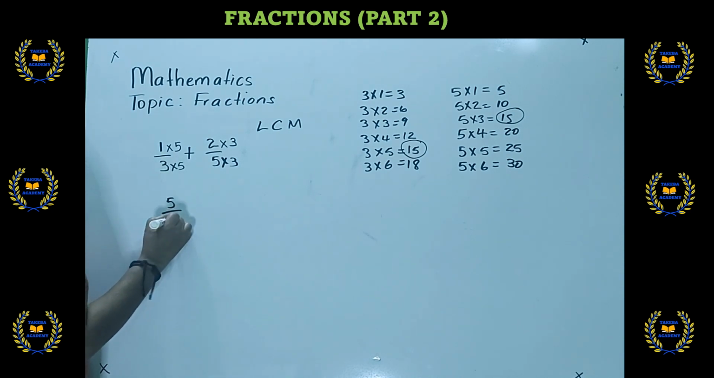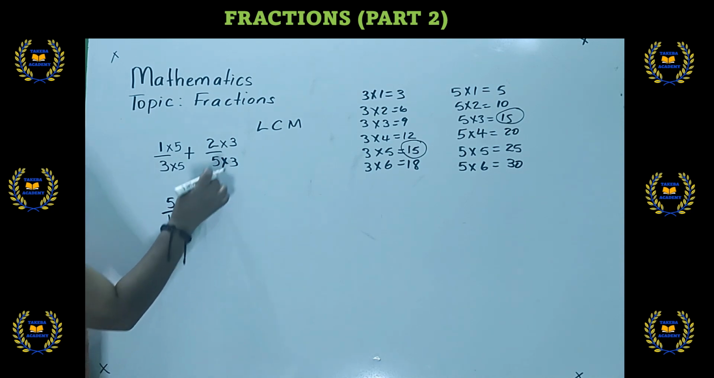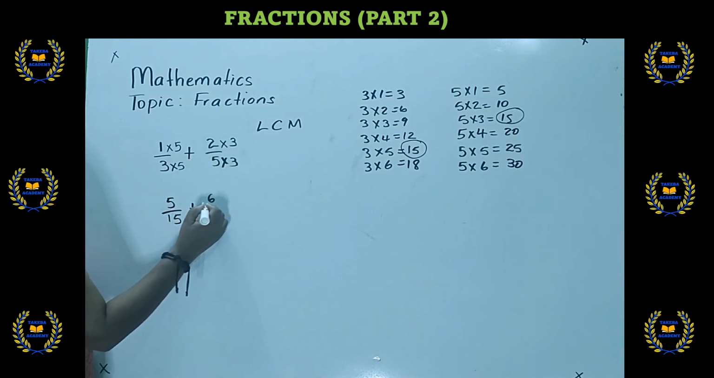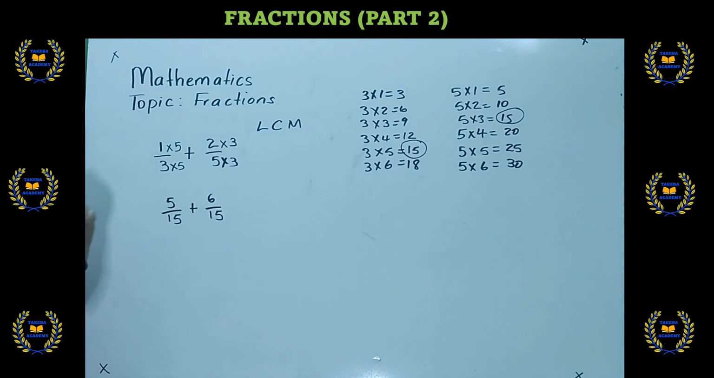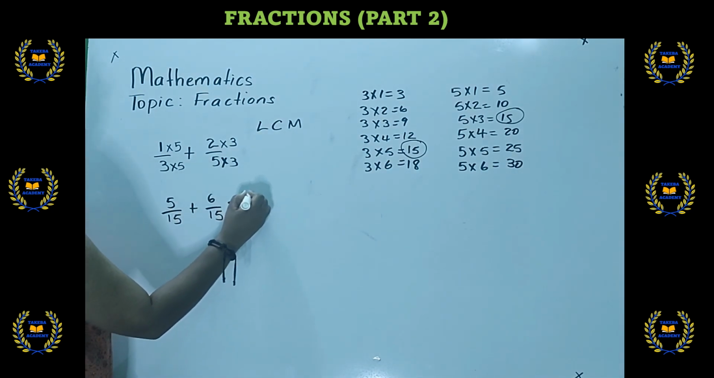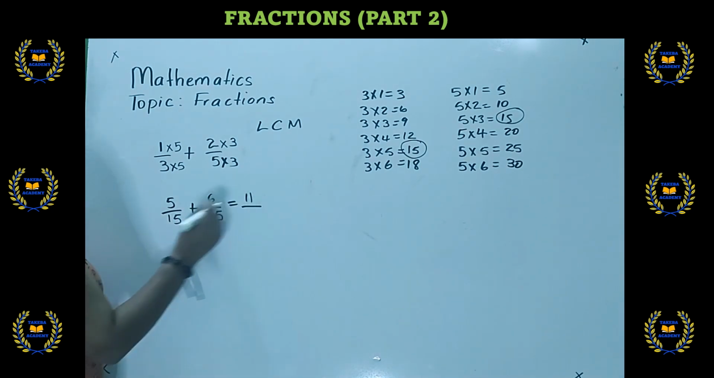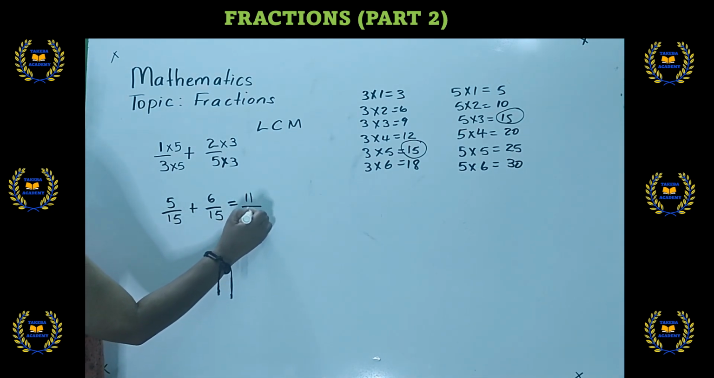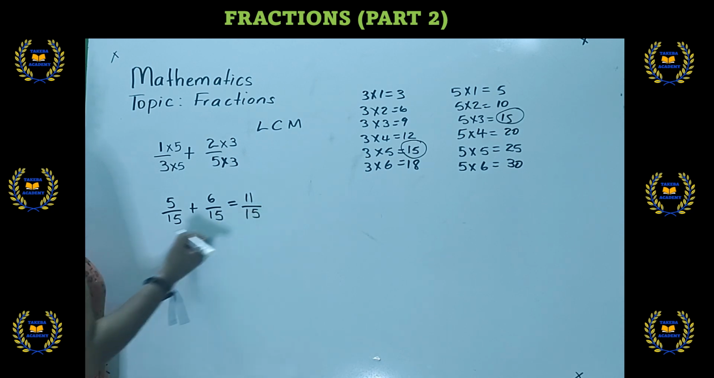3 times 5 is 15. Okay? 2 times 3 is 6. 5 times 3 is 15. So now that we have both denominators being the same, we can now add our fractions. So 5 plus 6 is 11, and then that goes over our denominator of 15.